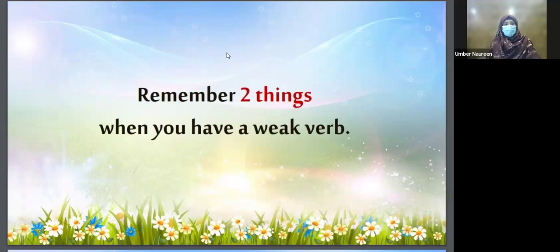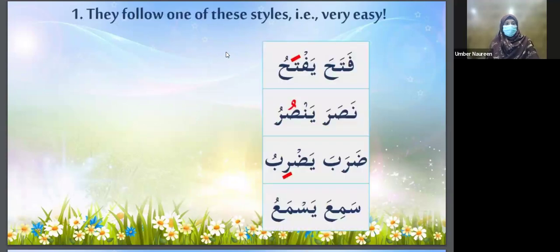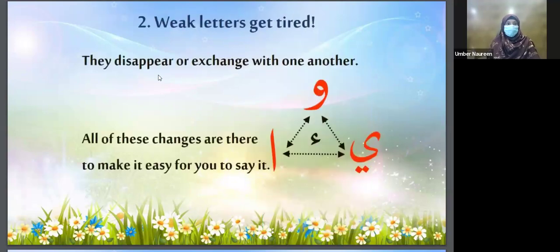About the weak verbs, there are two things we will remember. Number one, they follow the same patterns as Fataha, Nasara, Daraba, or Samia. And second, when weak letters are in the verbs, they sometimes disappear or change with one another. All of these changes are there to make it easy for you. You can also see the Hamza here. Hamza sometimes takes the place of these weak letters, like in Qa'ilun, where it has taken the place of waw.